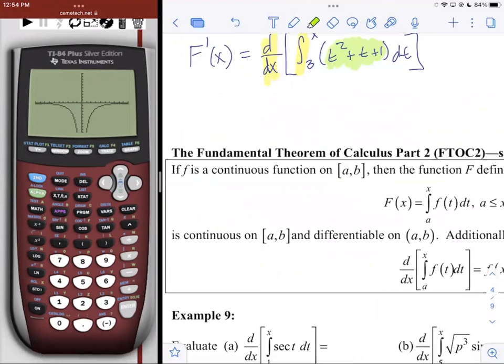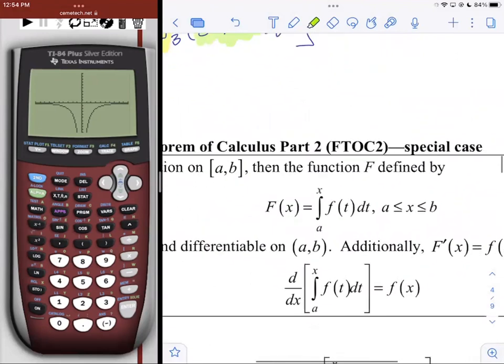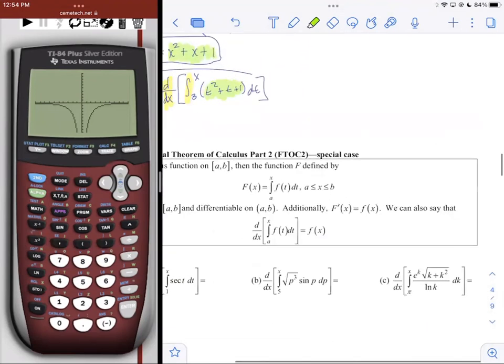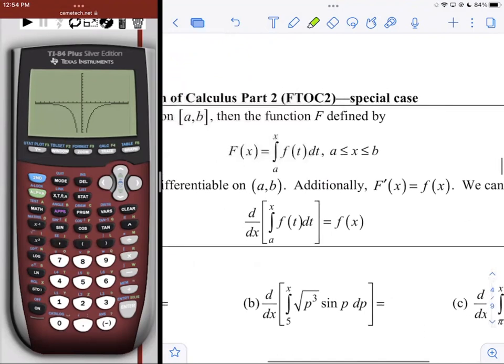If f is continuous on the closed interval, then the function big F of x, defined as the integral from some constant a to a variable x of f of t dt. If we define big F to be that integral function, then big F prime of x is equal to little f of x, not t. It does change back to a function of x. So this would be the noun format.